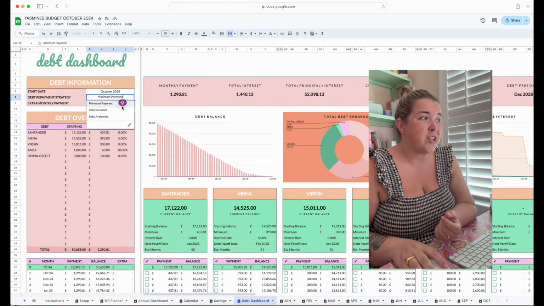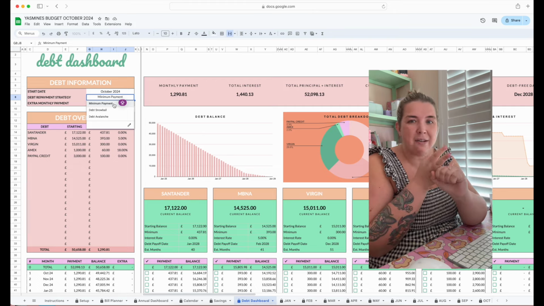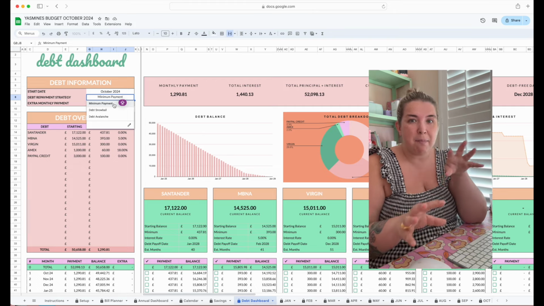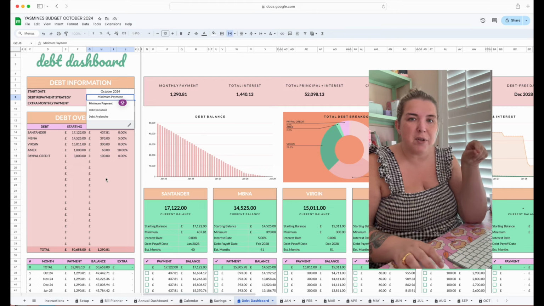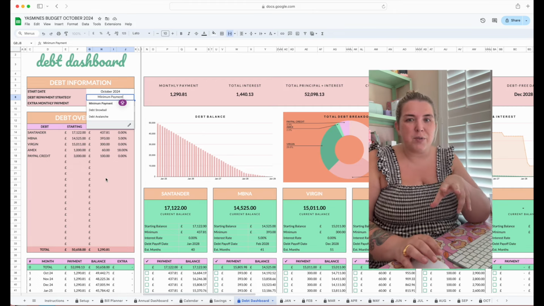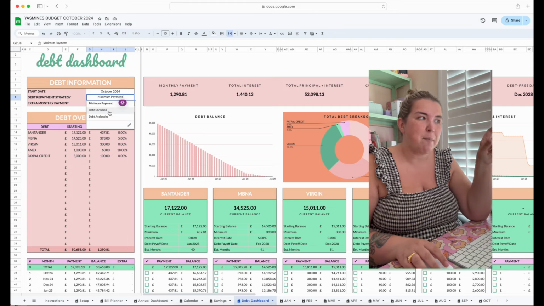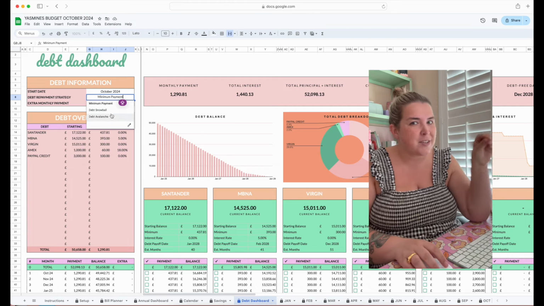You can change this and say, right, I want to do minimum payments, I want to do debt snowball, I want to do debt avalanche, and it will show you the different impacts it will have because you've already filled out your interest rates. That's the biggest difference with how you pay debt off. Debt snowball, I think you pay the smallest one first and you get bigger. Avalanche, I think you pay the biggest and you go smaller.